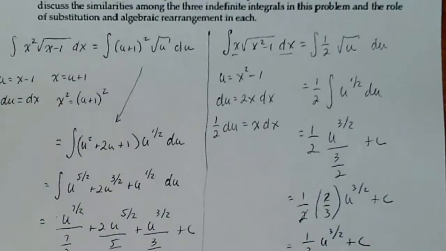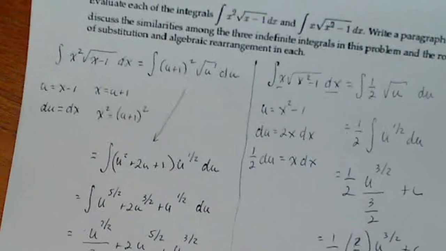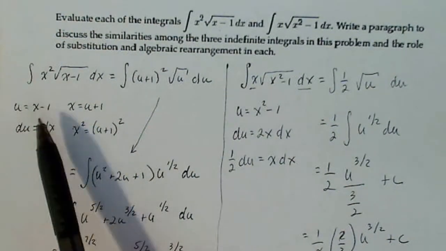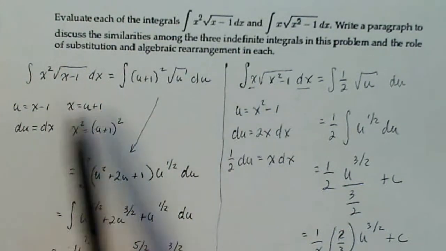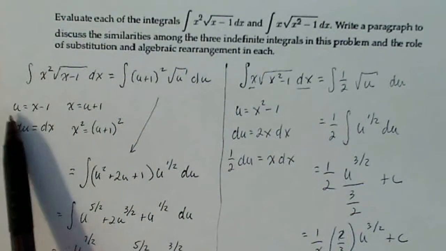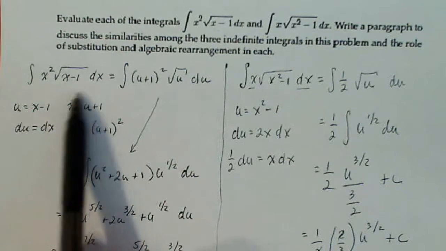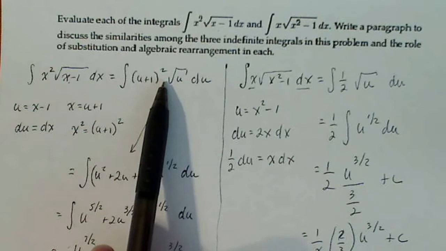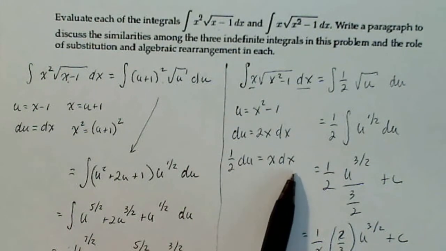Now this is talking about write a paragraph to discuss the similarities among the 3 indefinite integrals. Well, the similarity is we chose the same u the same way. So it was always the value under the radical. In the first one, we actually had to manipulate the initial u to make enough substitutions to replace all the x's with u's. Here we did the same thing, but this value here covered all the substitutions that we need.